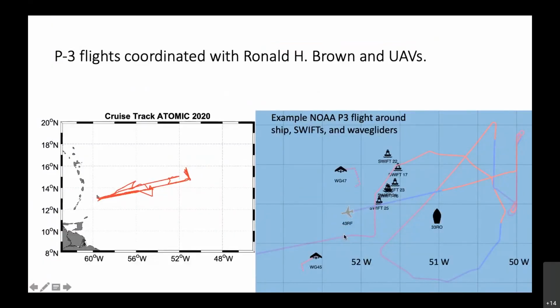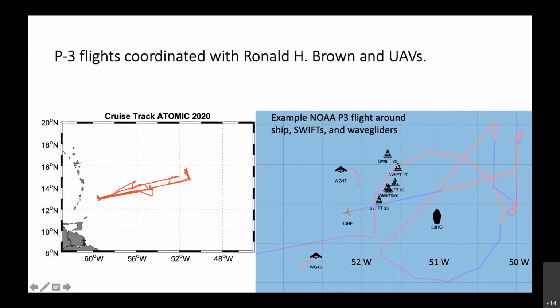So this is an example of the coordinated missions. You see the Ron Brown track on the left there, and on the right is a blow up when it was out at 51 degrees longitude. There's the Ron Brown there. There are 6 Swift buoys in the water, 2 wave gliders, and then that line there shows the track of the P3.